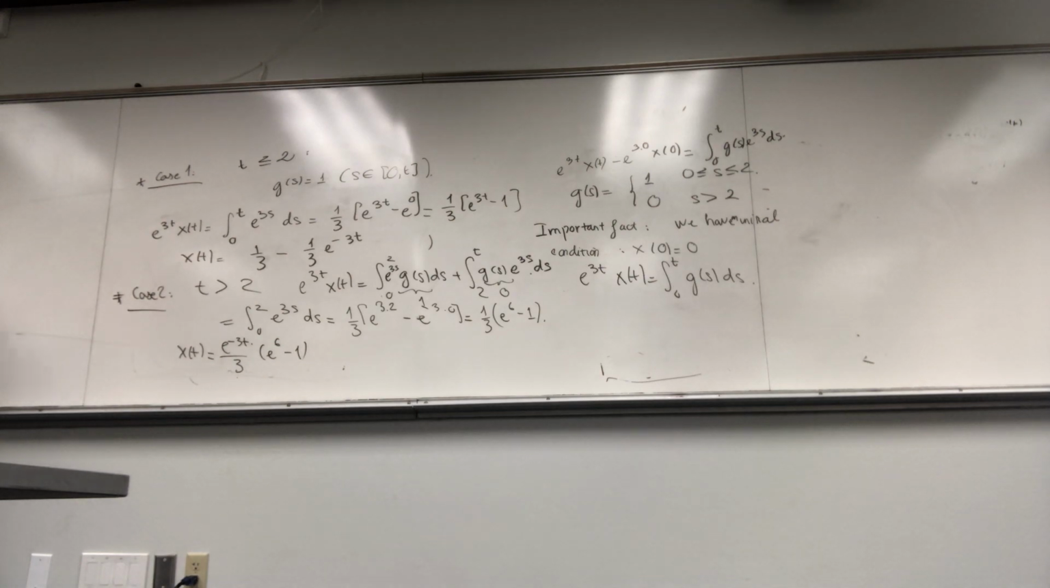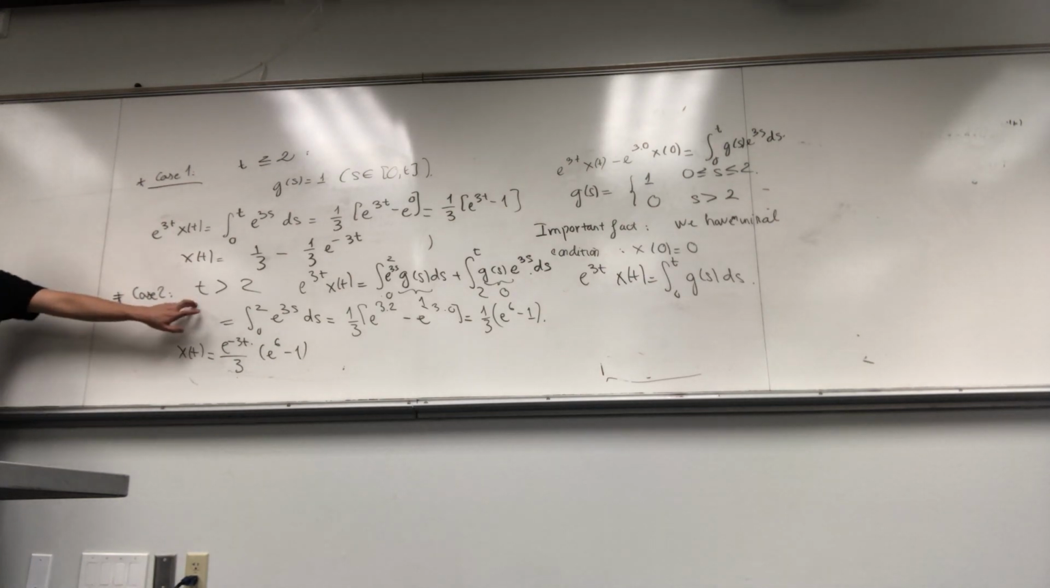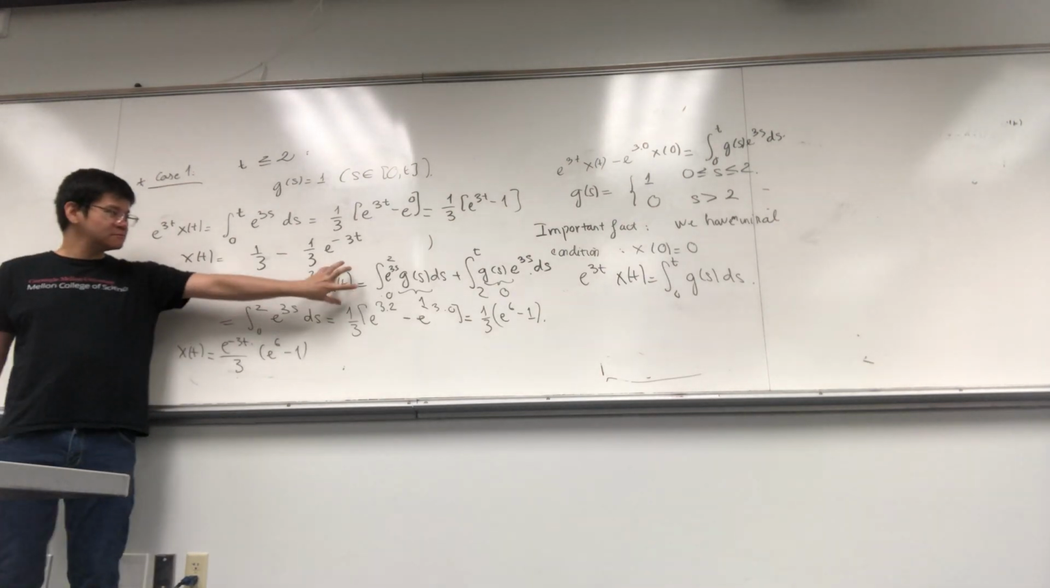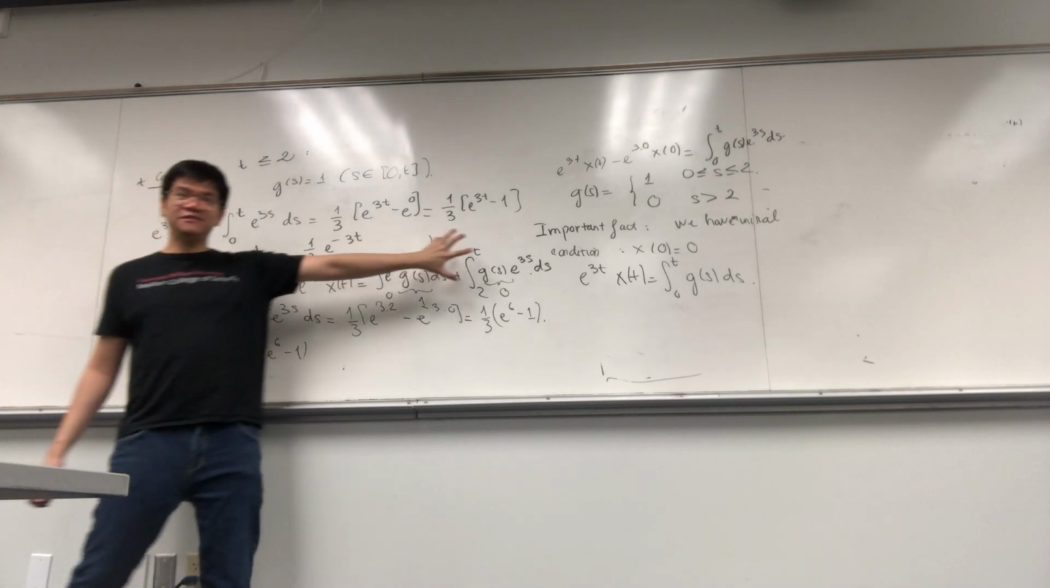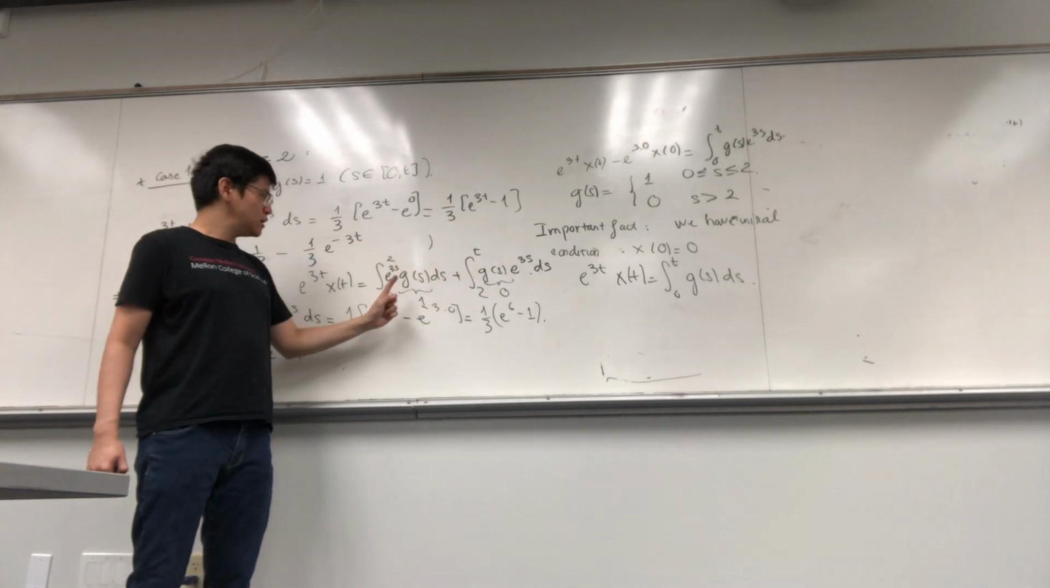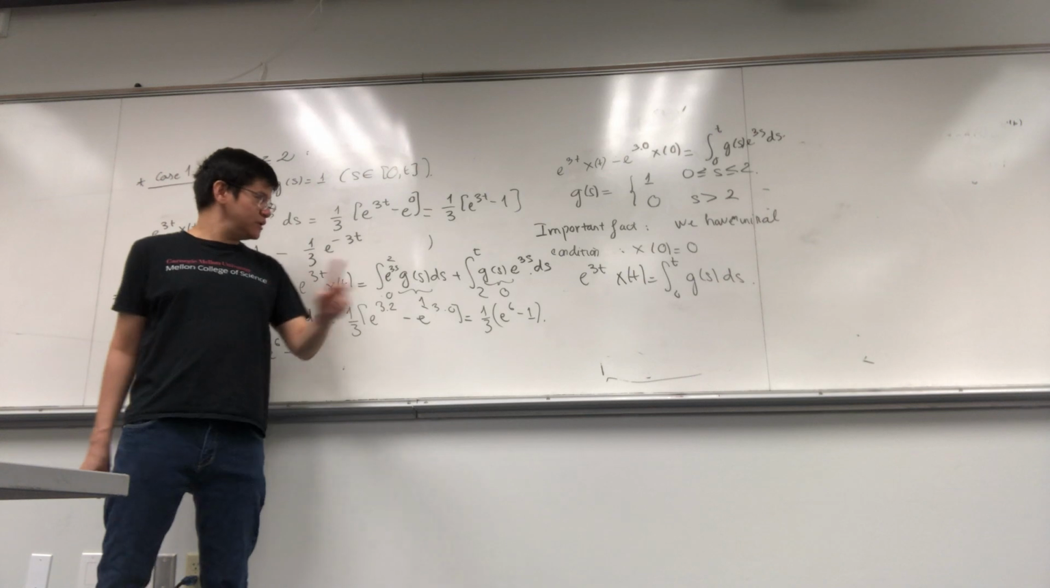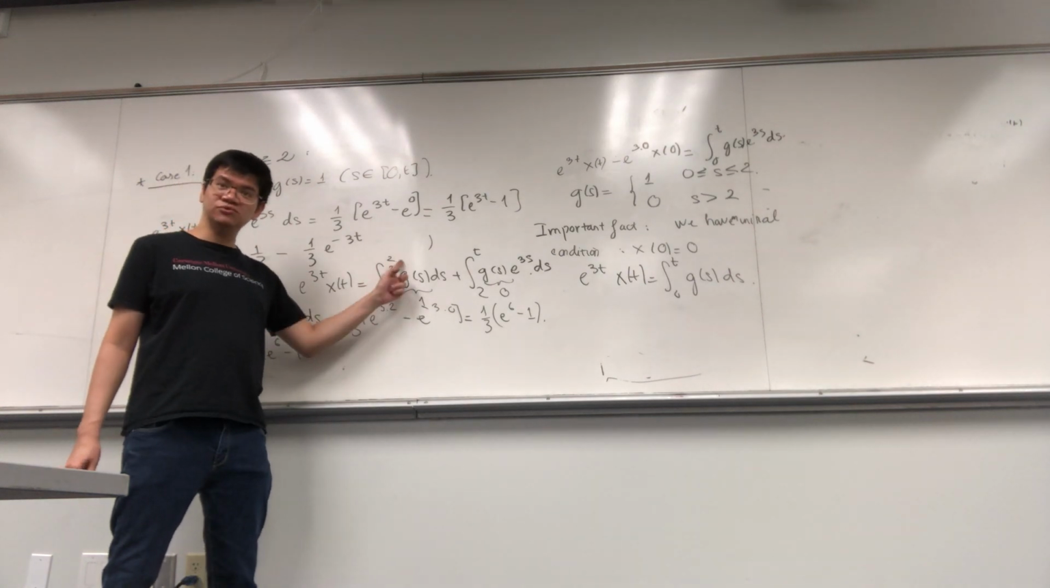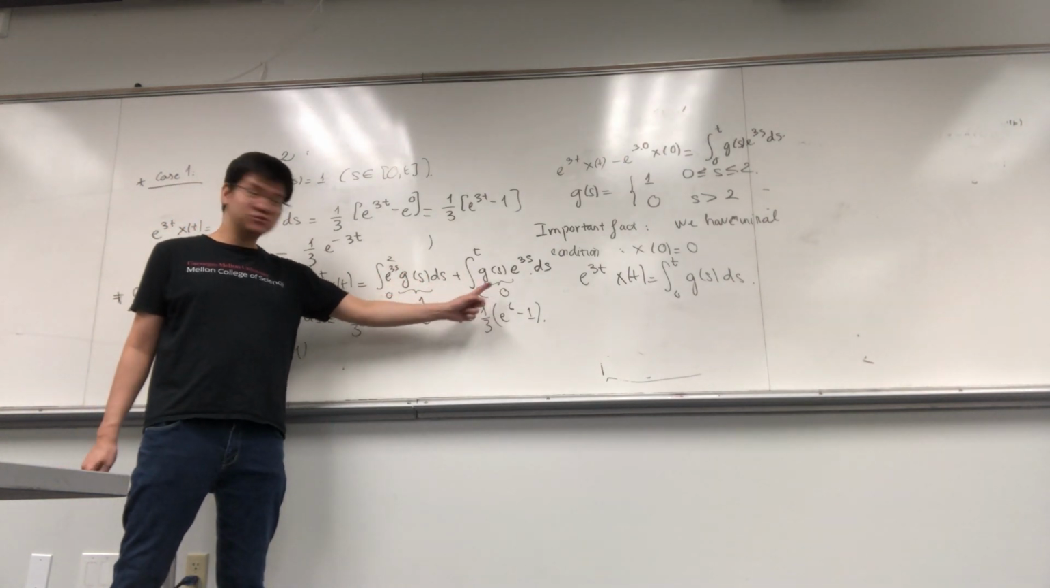And that's it. I explain again. When t is bigger than 2, the right side is the same. The left hand side, I have to split it into two intervals. The first interval is from 0 to 2, and the second interval is from 2 to t.